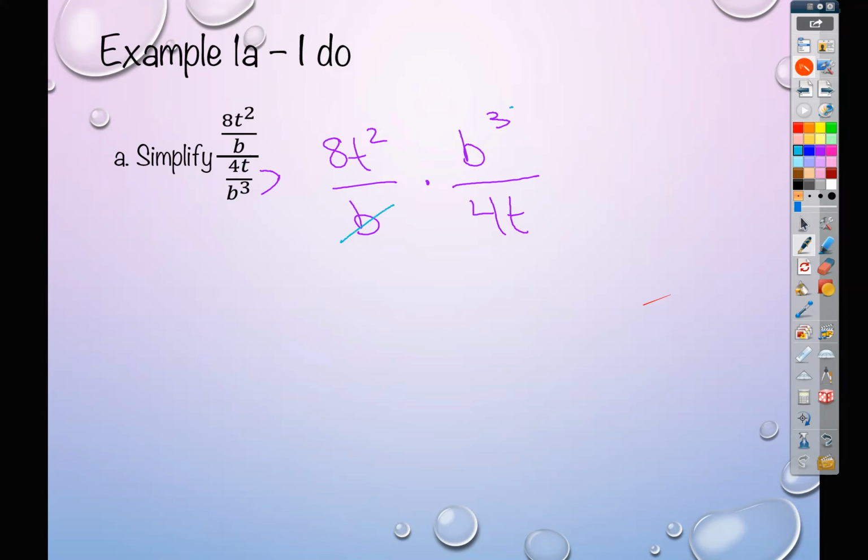So you have 1b here and 3 there, so I can simplify and say b squared. The 4 can go in the 8 2 times, and have 1t here and 2 there, so I can simplify this. So I get 2t b squared.